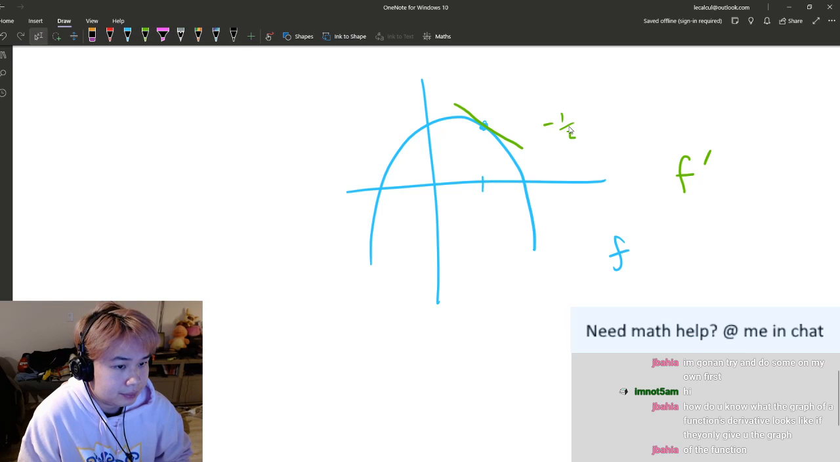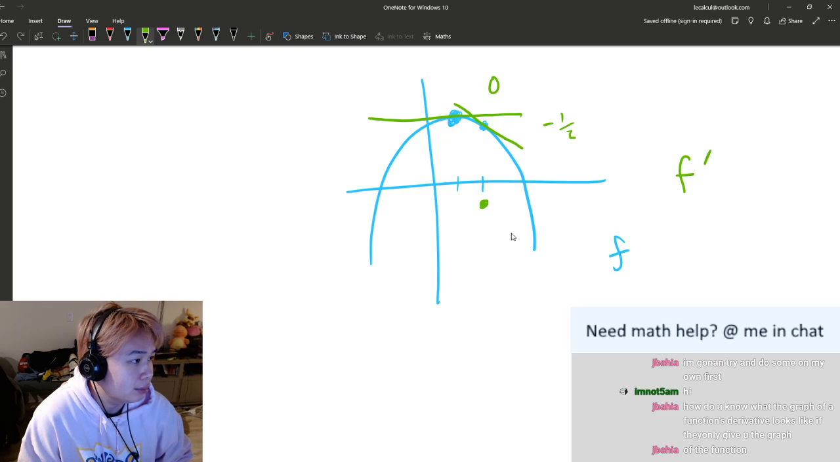So let's say that this is where -1/2 is. You put a coordinate right there. At this specific x value, the tangent slope is flat. So that has a value of 0. So when we graph the derivative function, it has a y value of 0 there.